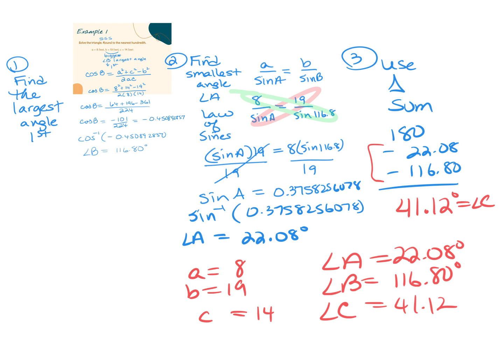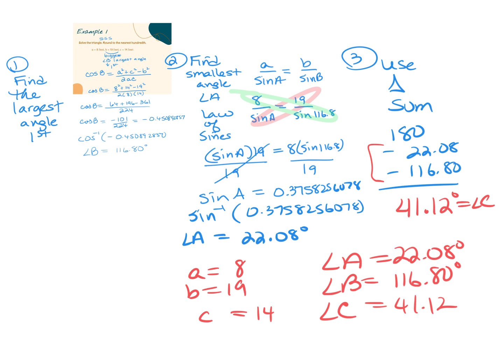Always label your work so you don't forget and don't put the wrong thing in the wrong proportion. Especially if you ever get this on a standardized test, and let's say the multiple choice answers have, maybe, angle A as 41.12. Just make sure you're looking for the right things that match when you do this on a standardized test.